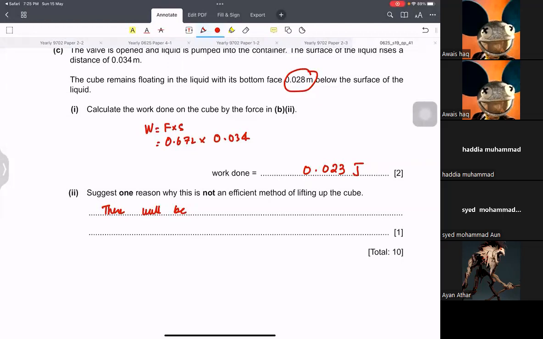Now, there will be friction between walls of container and liquid. Okay, that's why it's not the best idea to do it.